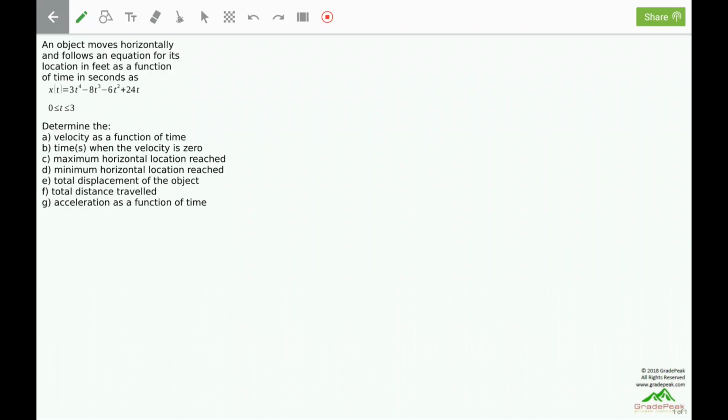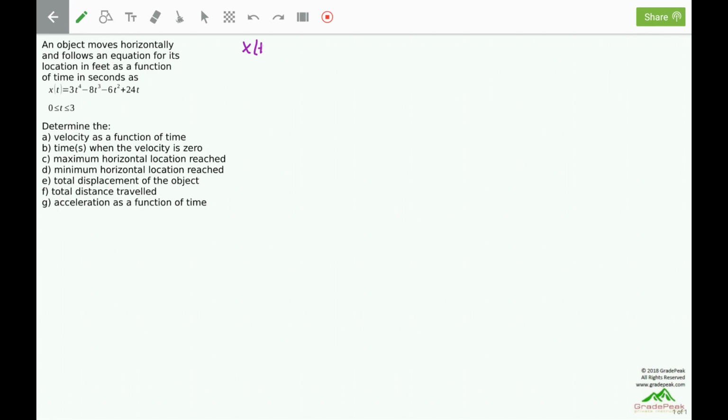An object moves horizontally and follows an equation for its location and speed as a function of time in seconds, as x of t equals 3t to the fourth minus 8t cubed minus 6t squared plus 24t, t between 0 and 3 inclusive. Determine the parts a through g.